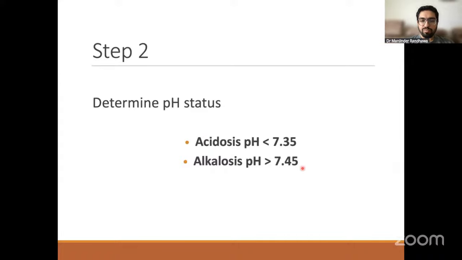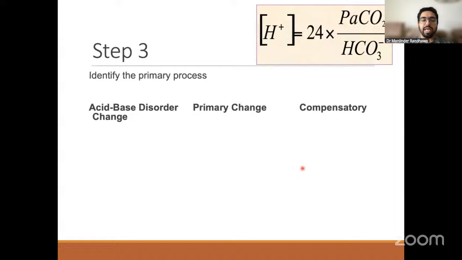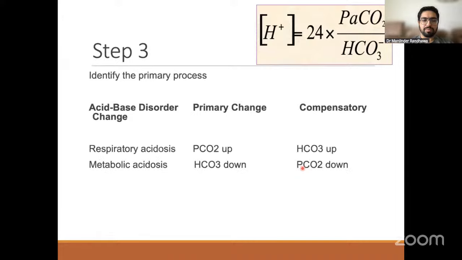Next is to see whether there is acidosis or alkalosis. So the normal range of pH is between 7.35 to 7.45. But usually for ease of analysis, we take a cutoff of 7.4. So 7.4 is normal. Anything above 7.4 is alkalotic. Anything below 7.4 is acidotic.